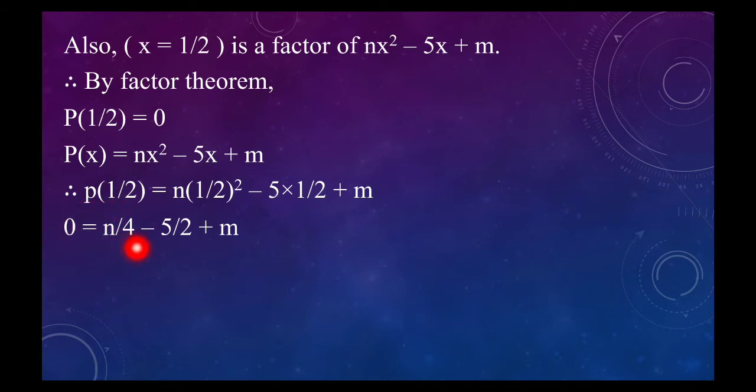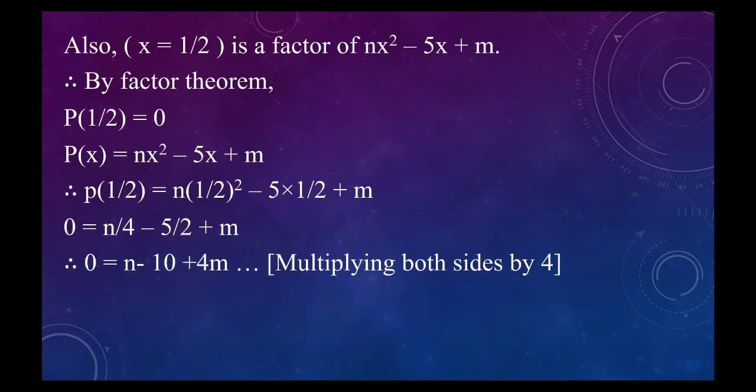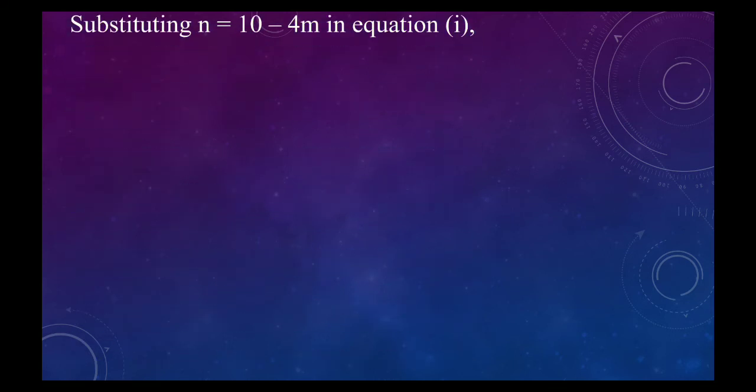n upon 4 minus 5 upon 2 plus m. So after doing the calculation, multiplying both the sides by 4, we will have the answer. 0 is equal to n minus 10 plus 4m. So therefore n is equal to 10 minus 4m. Statement number 2.